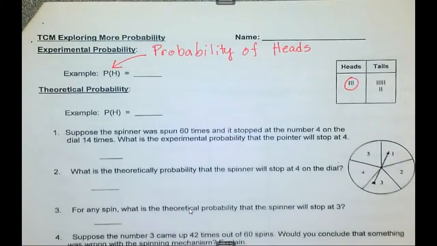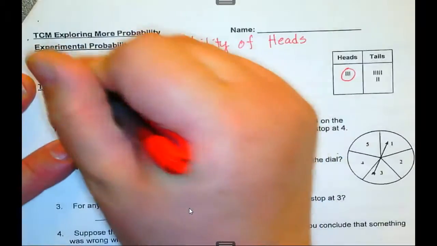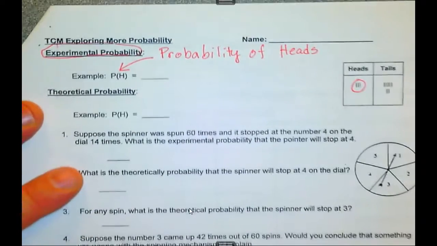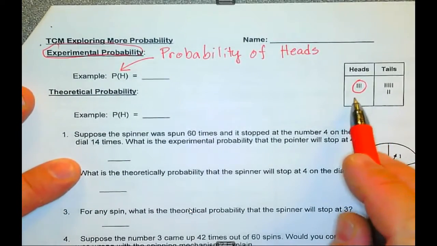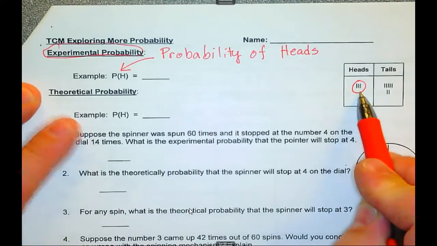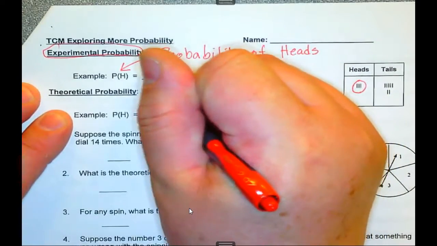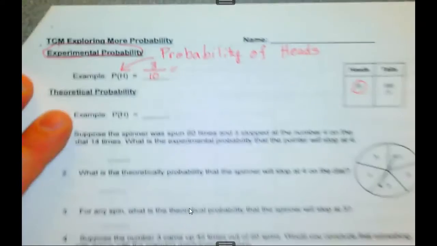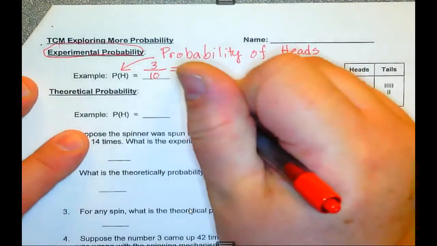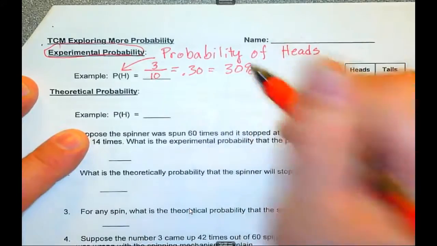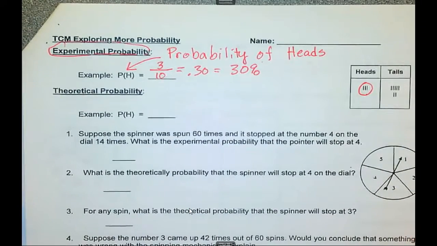Now this is experimental. This is what we actually did, right? This is experimental probability. This is the actual testing we did. So we took a coin. Looks like we flipped it 10 times, and I wound up with 3 heads out of 10 flips. So 3/10 equals 0.3, which equals 30%.